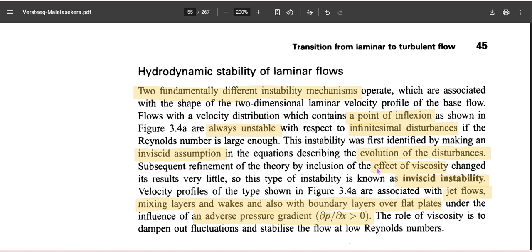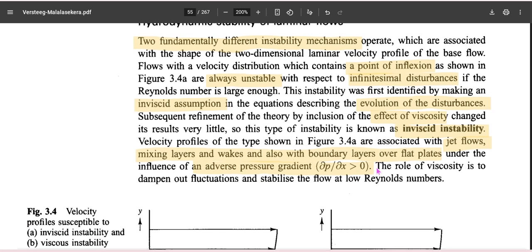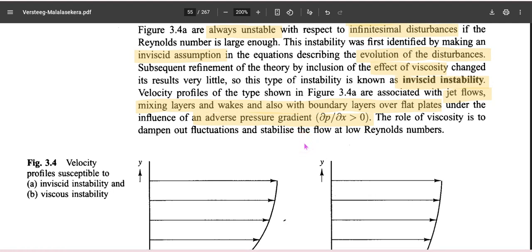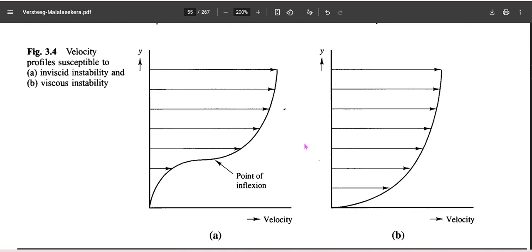But if the viscous effects are negligible and inertial effects are predominant, that is, at high Reynolds number, this inviscid instability theory applies, and it describes the principal evolution of the amplification of the small disturbance introduced at the beginning. This amplification happens similarly to flows with an adverse pressure gradient. The role of viscosity here is to dampen the fluctuations and stabilize the flow once the Reynolds number is reduced.